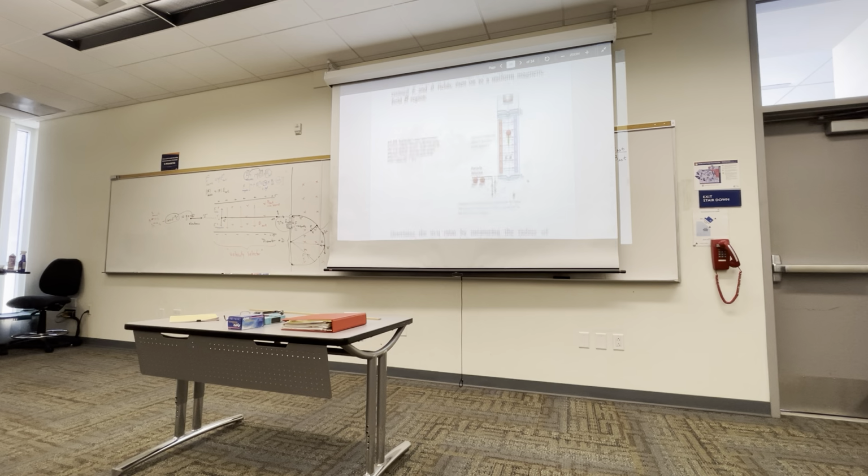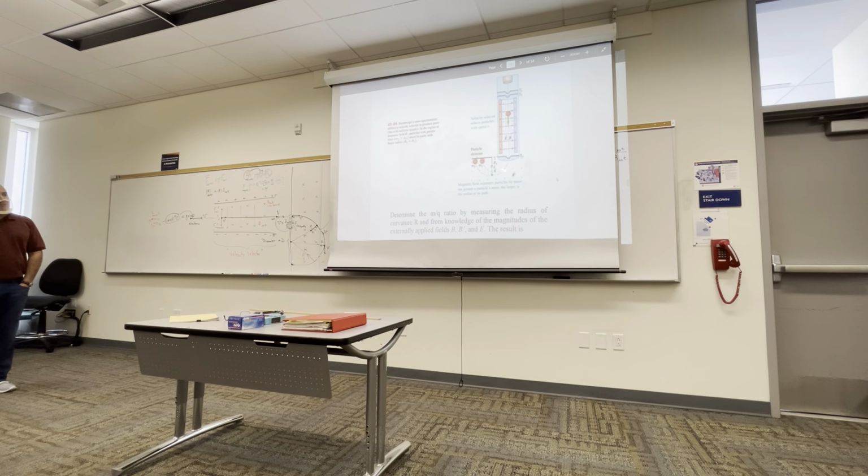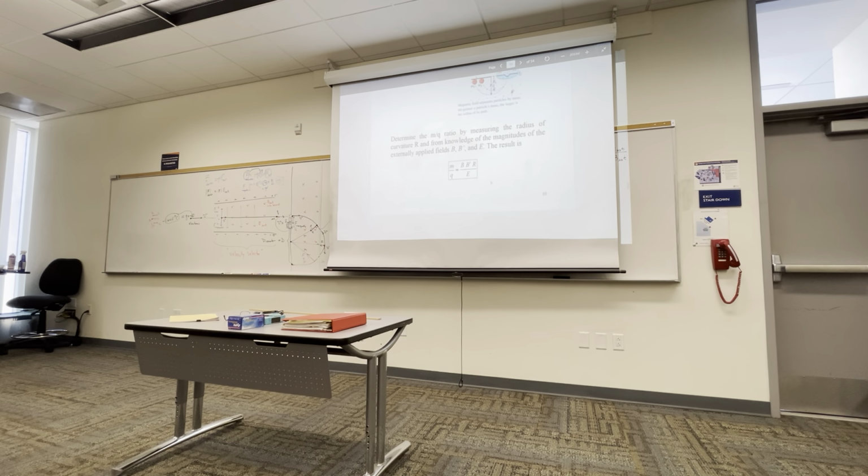And in the mass spectrometer, you just have that extra region right here after the velocity selector, where there is just a magnetic field, and then the particles will follow different circular paths with different radii, depending on their masses and charges, and those could be used to identify the mass to charge ratio of the particles. And that's just another application.